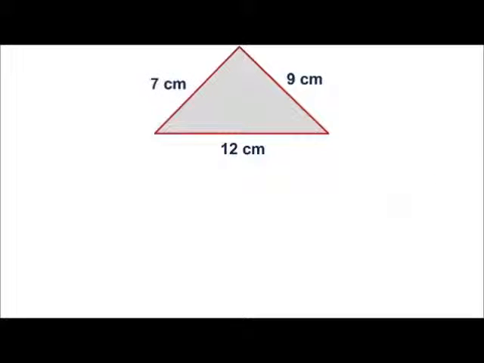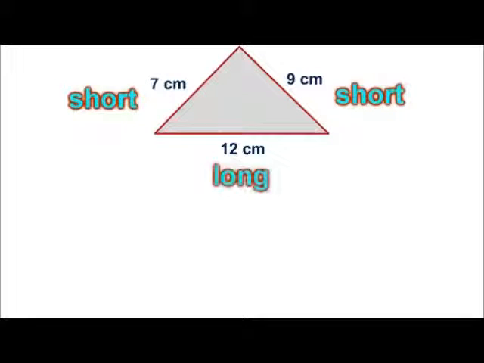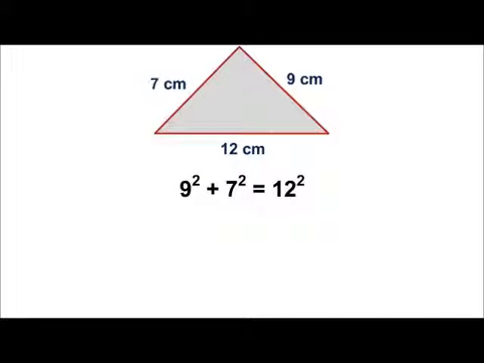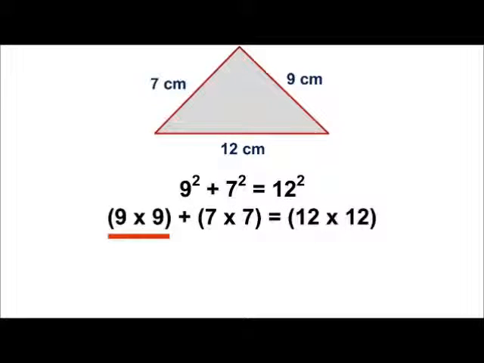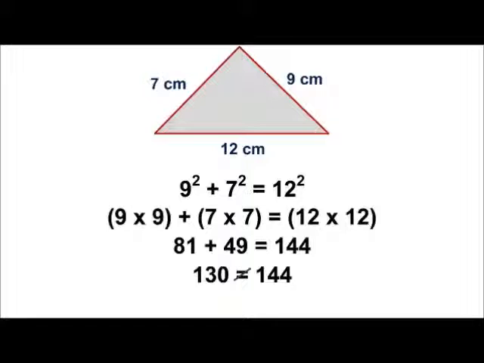Take a look at this triangle. You have two short sides of 7 centimeters and 9 centimeters, and one long side of 12 centimeters. If you plug this into the Pythagorean theorem, you get this. 9 squared is 9 times 9, 7 squared is 7 times 7, and 12 squared is 12 times 12. 9 times 9 is 81, 7 times 7 is 49, and 12 times 12 is 144. And 81 plus 49 is 130. Uh-oh.